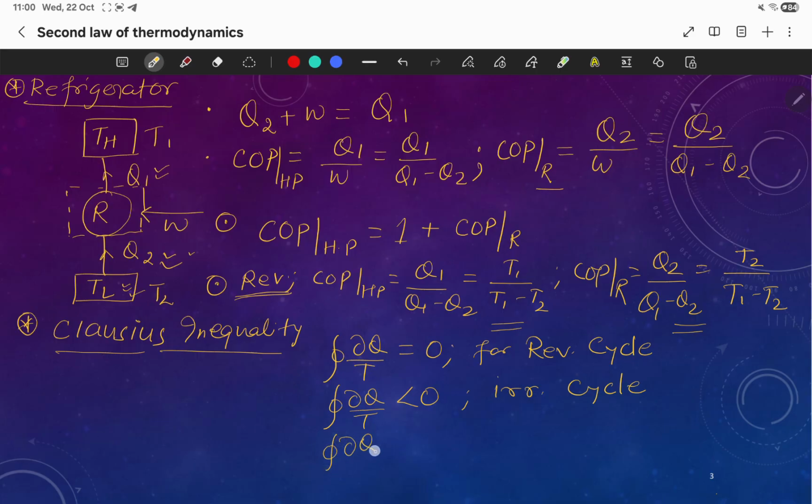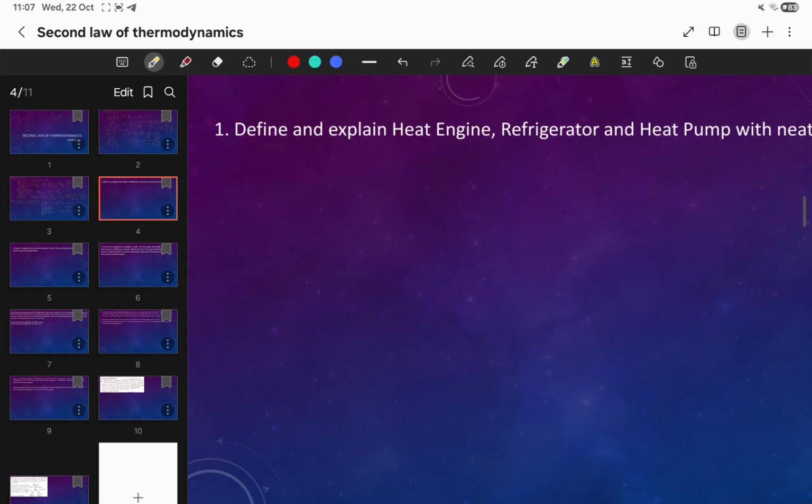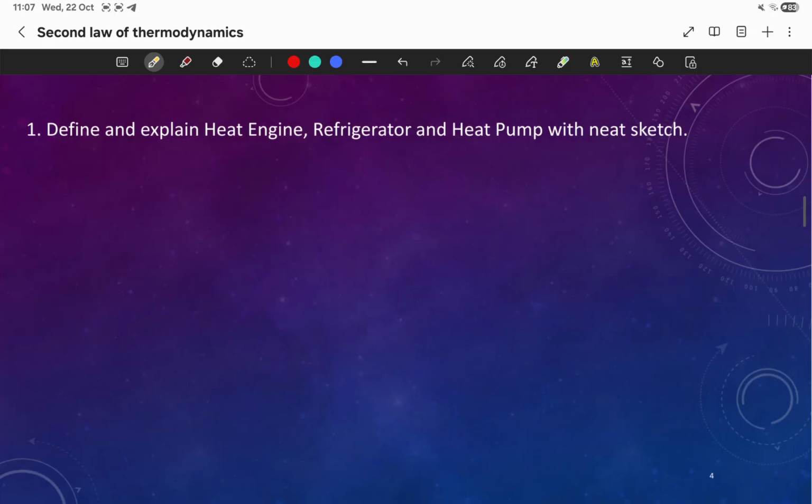And the integral of del q upon t is greater than 0 for an impossible cycle. So these are some important concepts from the second law of thermodynamics. Now let's move to the next slide. Okay, so this is: explain the heat engine, refrigerator and heat pump with a neat sketch.